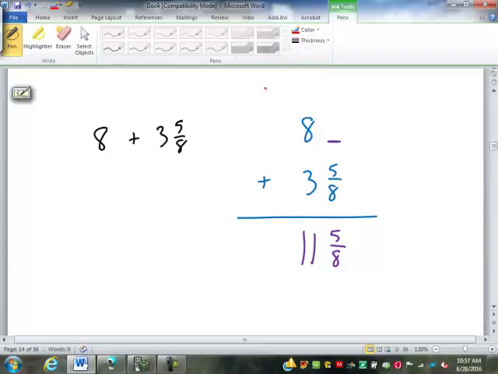Now be careful with this because I don't want to confuse you. You could think of this as being 0/8. So 0 plus 5 makes 5. Now the only reason I show you that is because if we're going to subtract, we have to think of it that way. Let me show you what I mean.